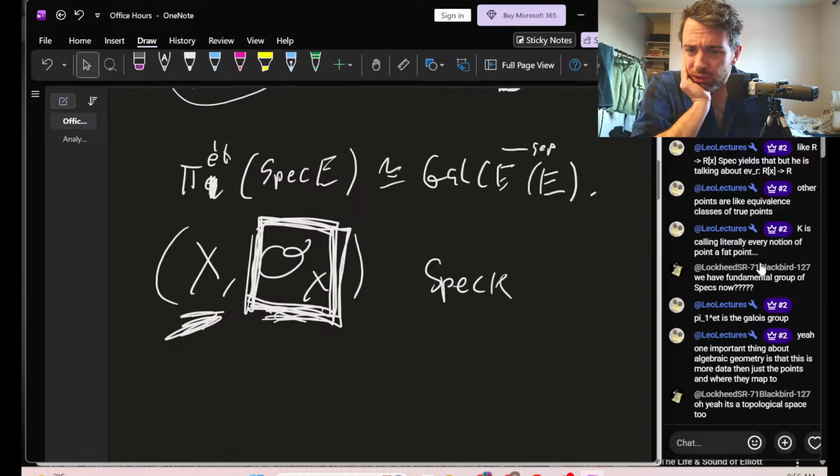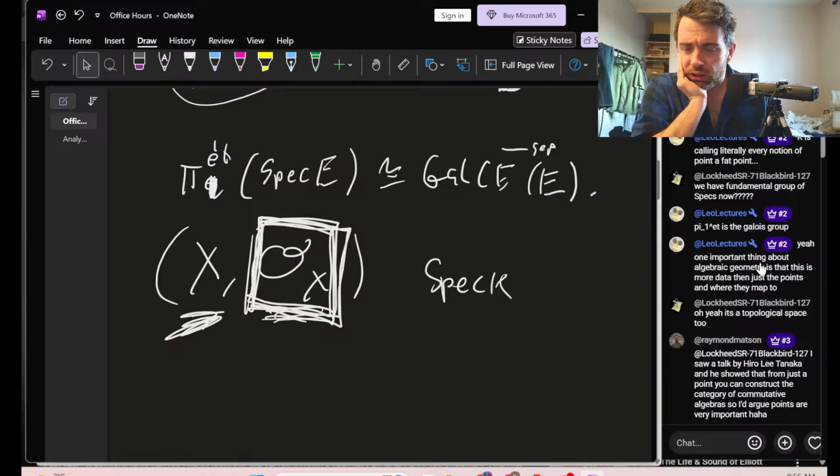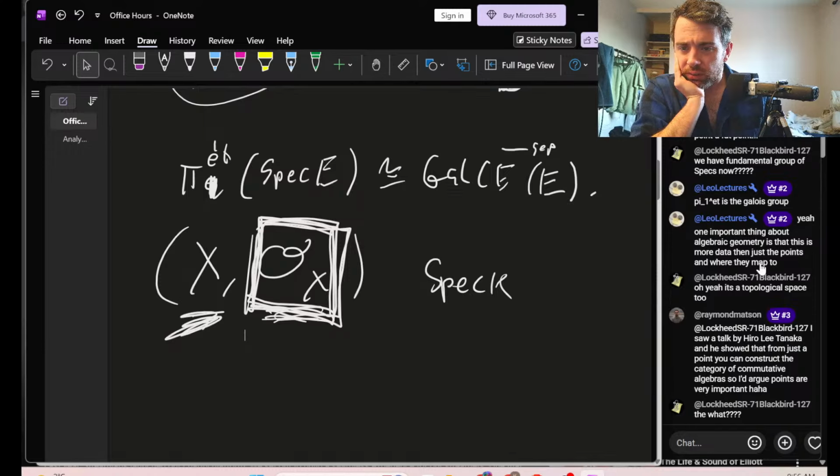He's talking about evaluation. Oh, is that back when I was yapping about other stuff? Calling literally every notion of a point a fat point. Is that true? I don't think that's what I'm saying. We have the fundamental group of specs now. Yes, that's what I was saying before.